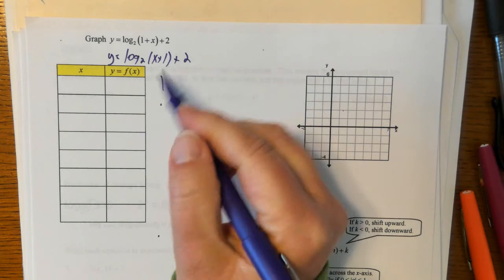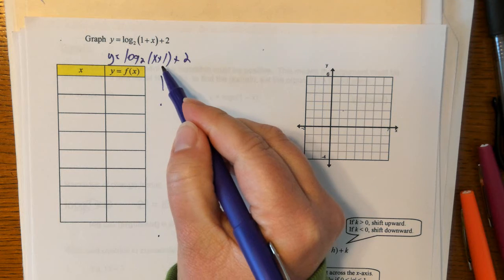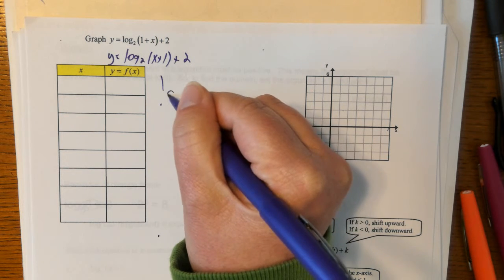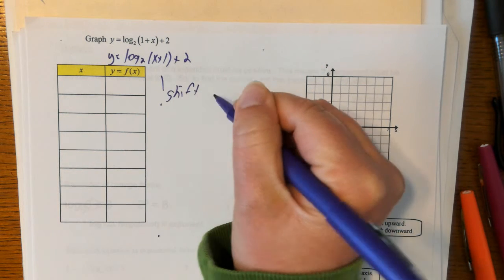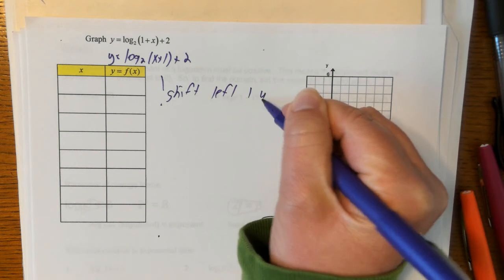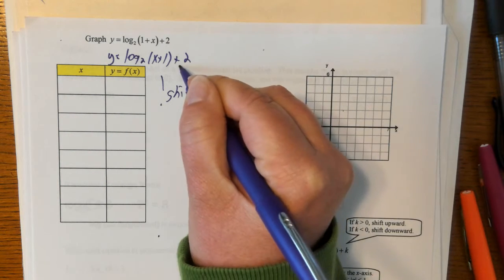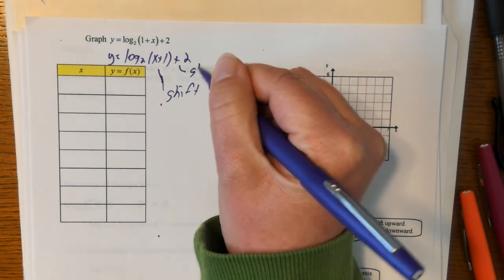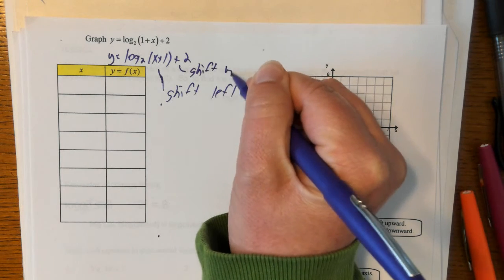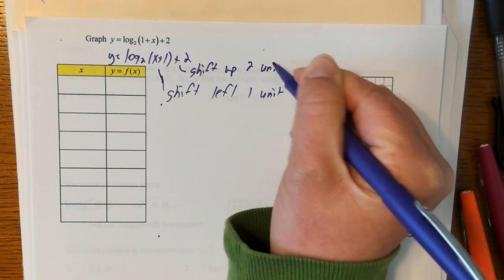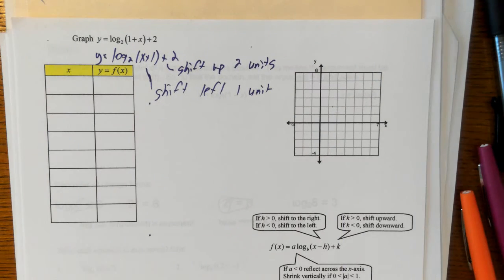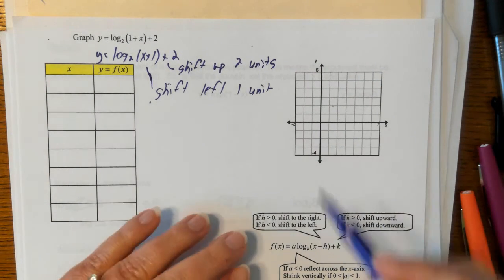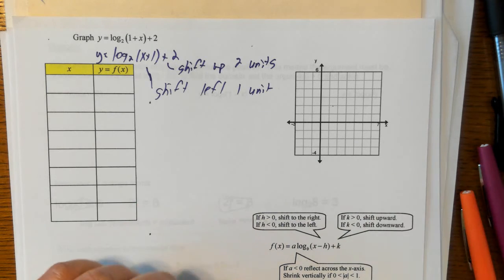The plus 1 is with the x. You would think it would move right 1, but it's really going to move left 1. And then the plus 2 is not in there with the x, so it's going to be something vertical. It's going to shift up 2 units. So I'm thinking I can almost draw this just kind of an approximation freehand here.